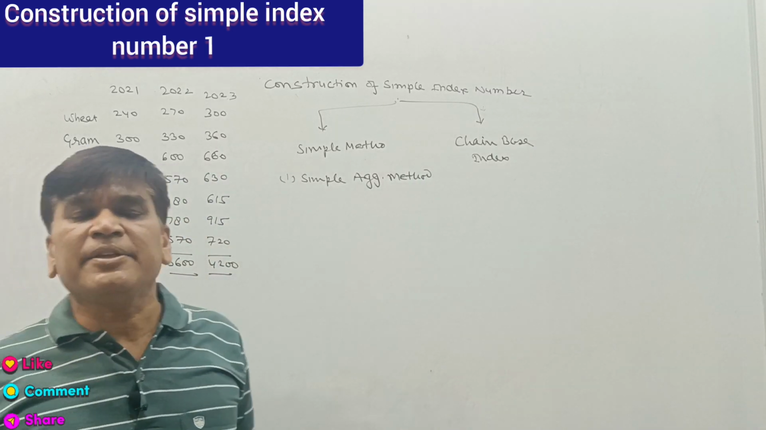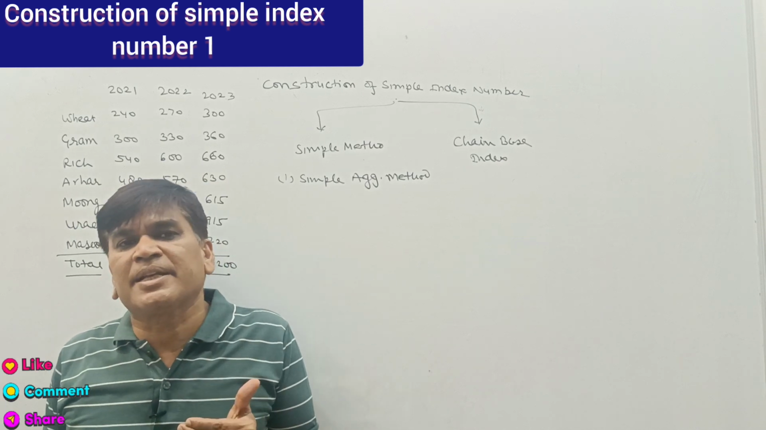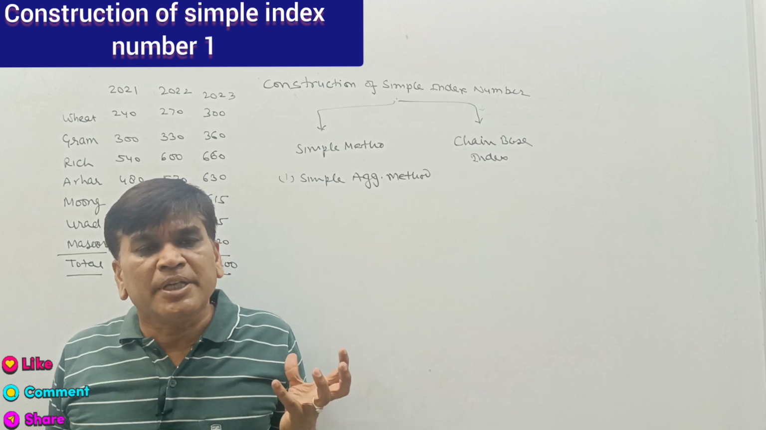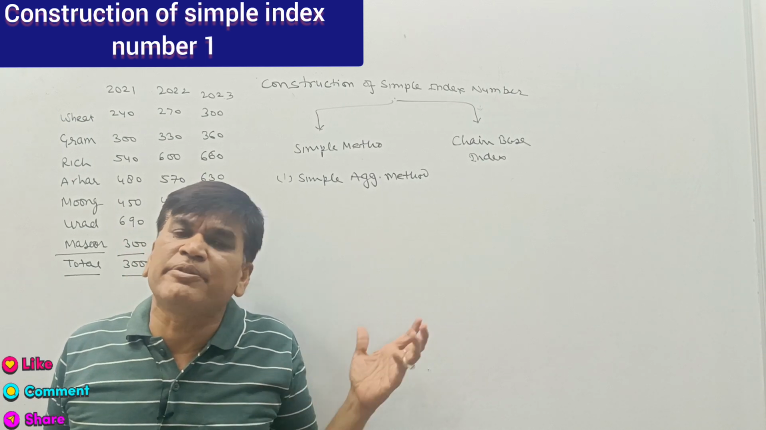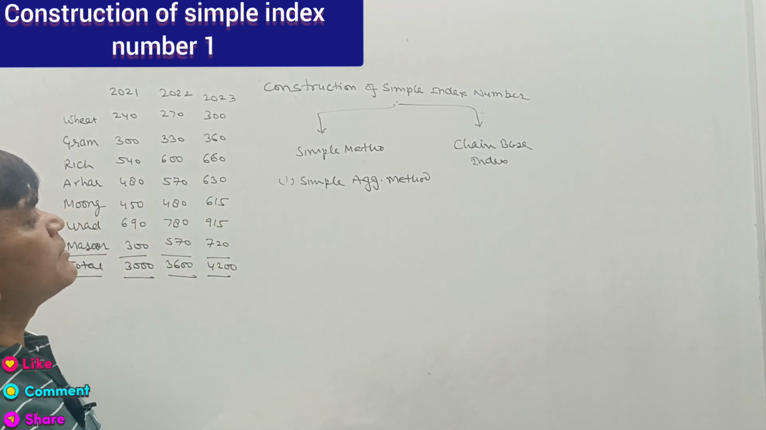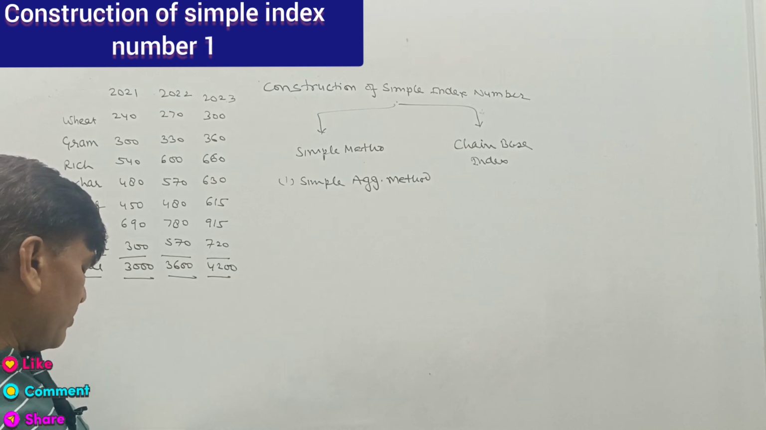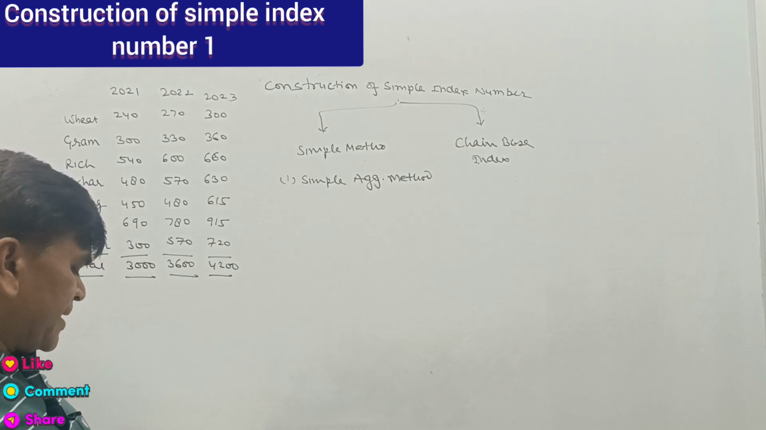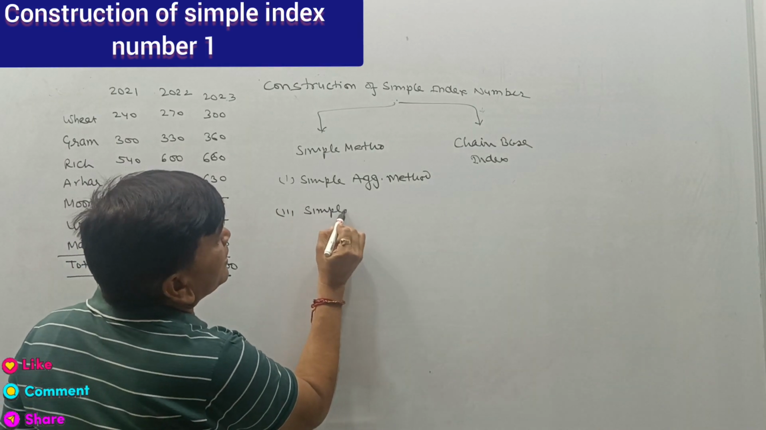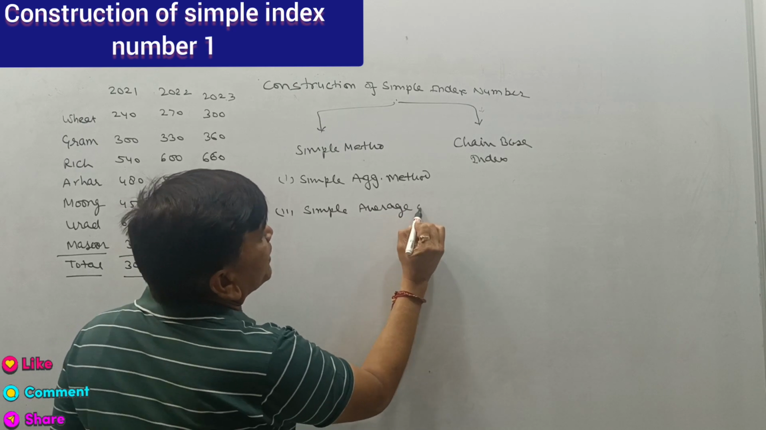In the aggregative method, as the name says, it depends on the totals. It means just using the total we will calculate the index number. This type of index number is called the simple aggregative method. One more is the simple average of price relative method. The second method is the simple average of price relative method.